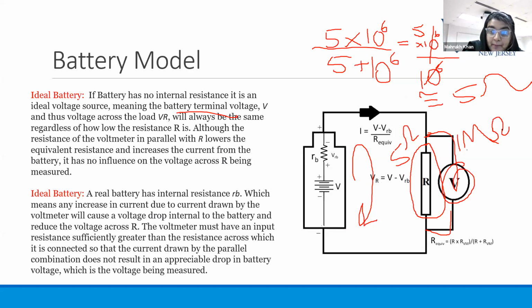But if we reduce this resistance to 1 k ohm, the parallel resistance of the voltmeter, then it significantly draws current here too. I think I showed you before that if you increase the resistance too much, like 1 mega ohm, it doesn't draw current here, right? But if you reduce this resistance, this part also draws current. Understand what I'm saying?